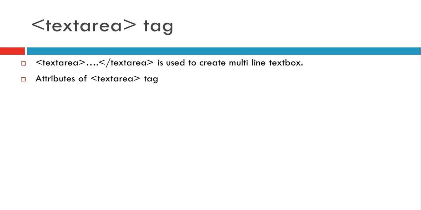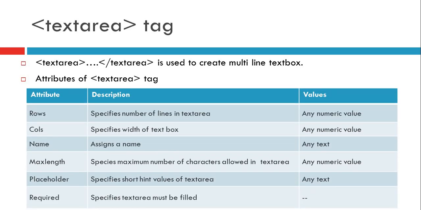Attributes of text area tag. The first attribute is rows. It is going to specify the number of lines in the text area. The value is any number. Next attribute is cols. It specifies the width of the text box. Cols also takes value as a number.